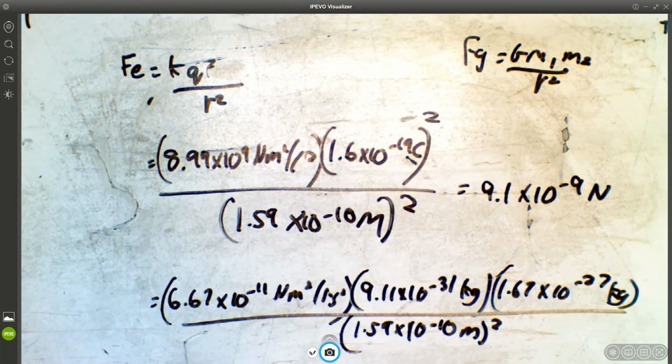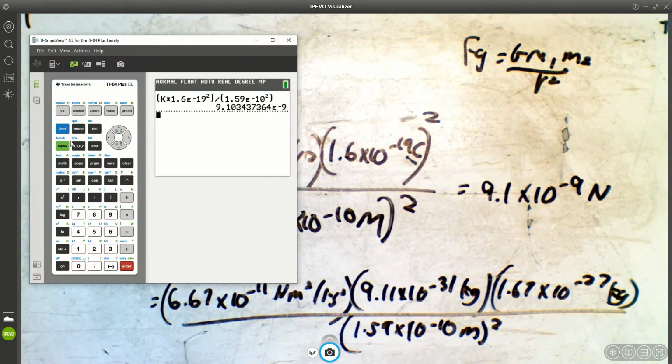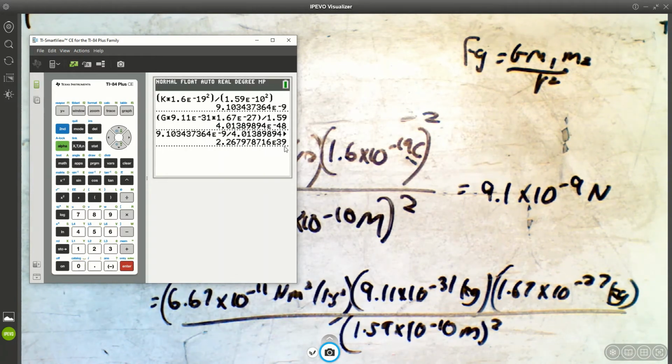Squared. So if I plug that one in, alpha G times 9.11 times 10 to the negative 31 times 1.67 times 10 to the negative 27, and I divide it by 1.59 times 10 to the negative 10 squared. I end up getting a really, really small number. This is way bigger than this. How much bigger? If I divide this by this, oh my God, 2 times 10 to the 39 times bigger.